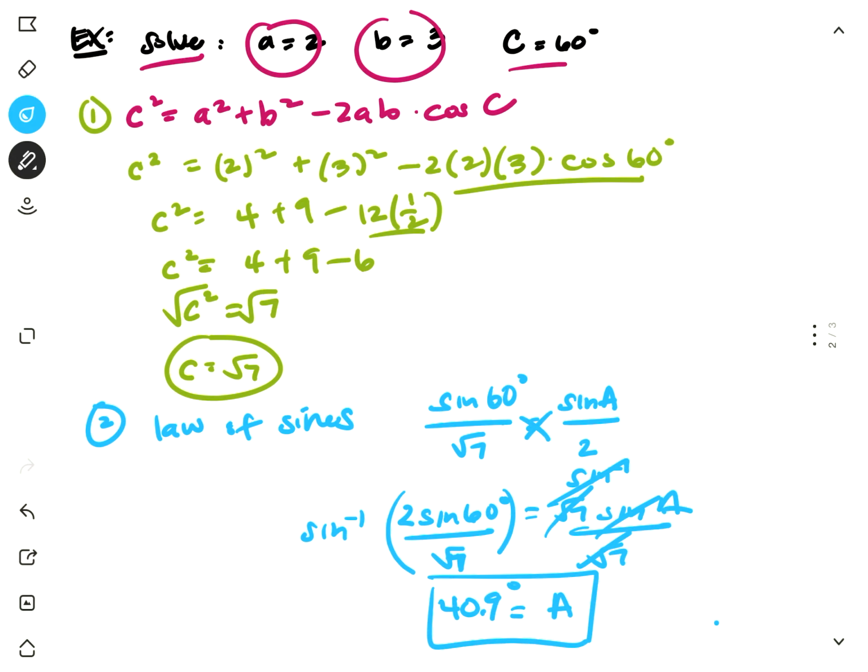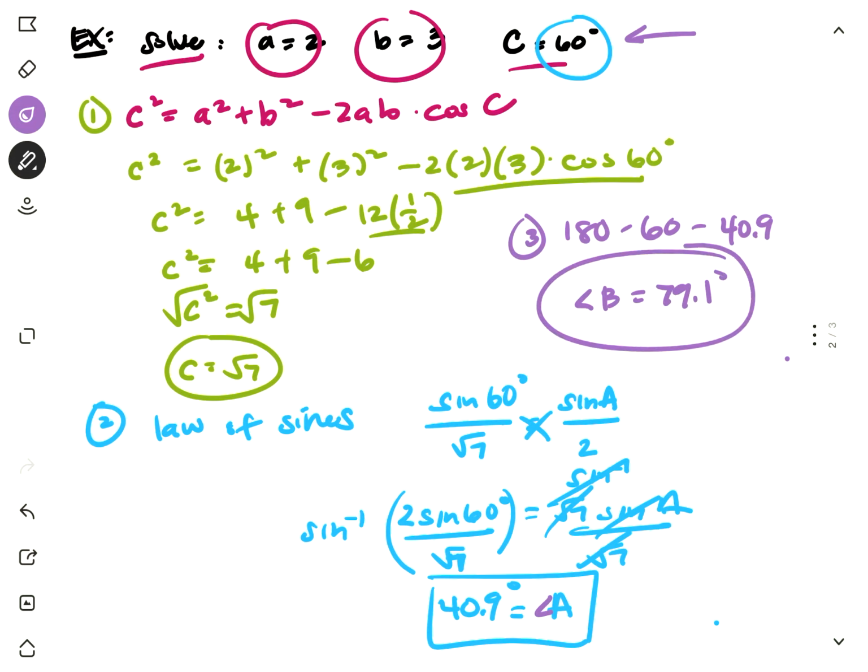You could do the same thing again with law of sines, but now we have two of the angles, and to find the third angle, we subtract them from 180. So step 3, let's find the missing angle. 180 minus the 60 we were given, and then minus the 40.9 that we just found. When we subtract that, we get 79.1. So angle B, our only missing angle, is equal to 79.1.